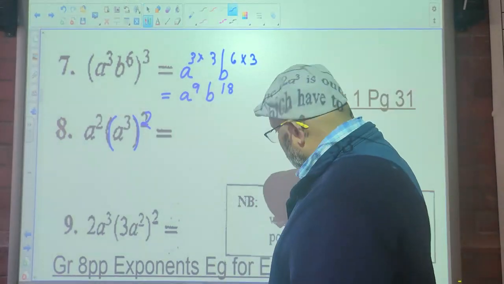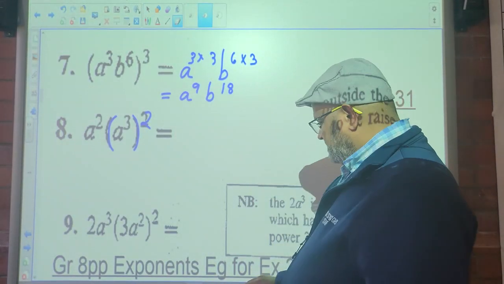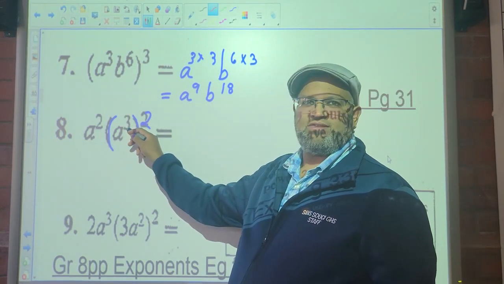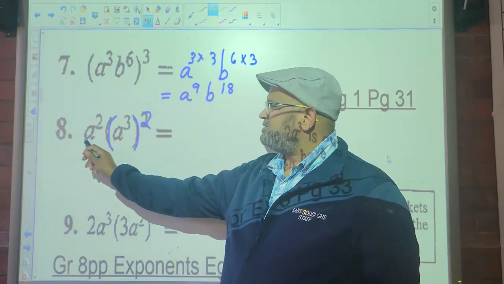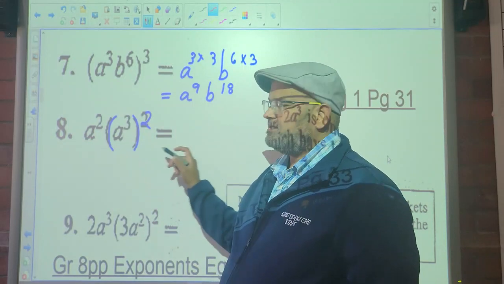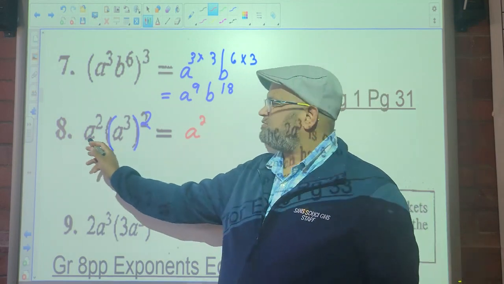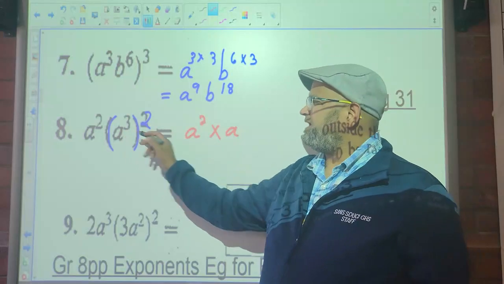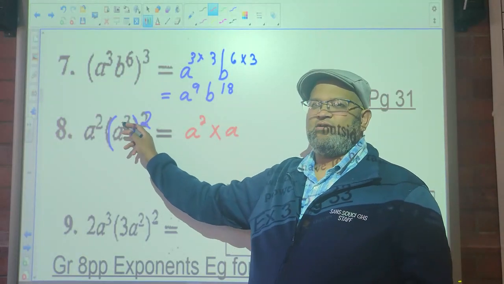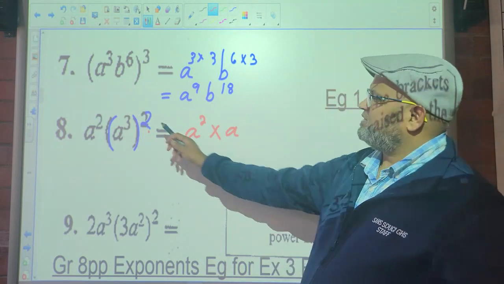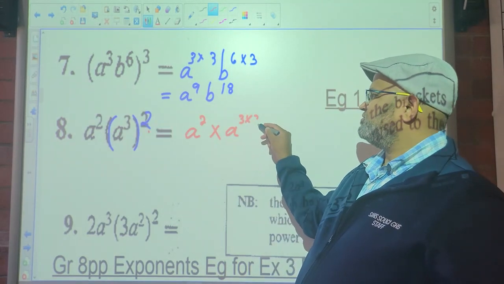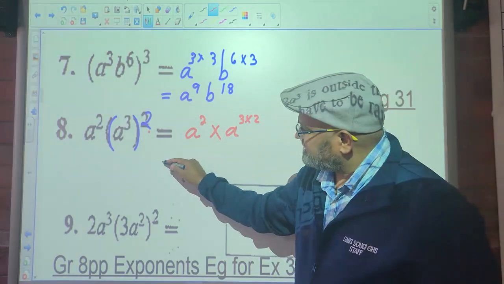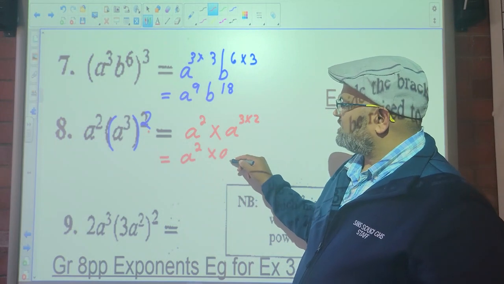Likewise here, since that exponent is on the brackets, it only applies to that. So what happens between a squared and the bracket? Multiplication. So it's a squared multiplied by the bracket. What do we do here? Multiply the exponents. What's 3 times 2? Which is 6. So that will simply give us a squared times a to the exponent 6.